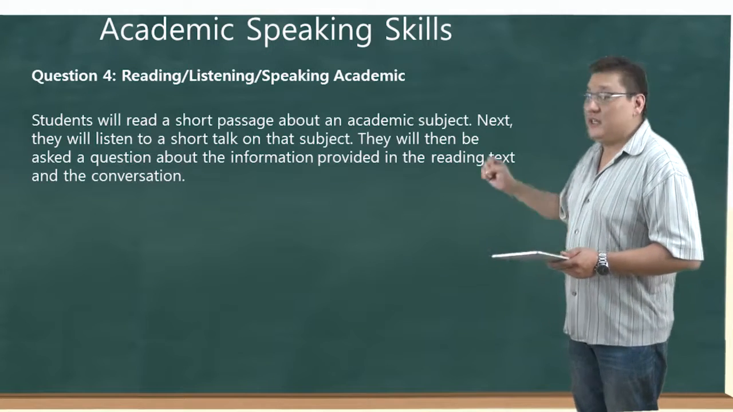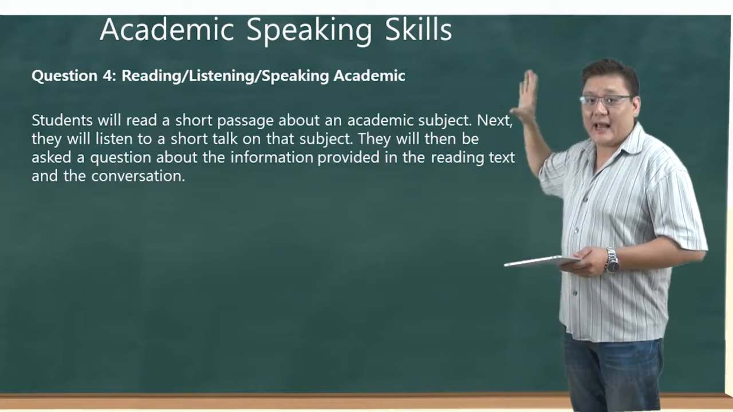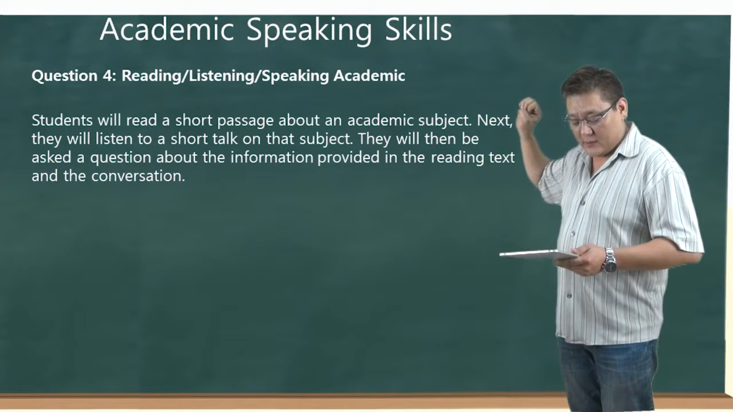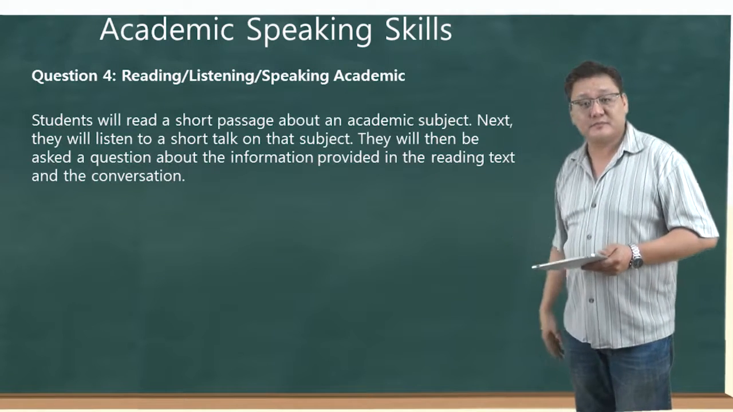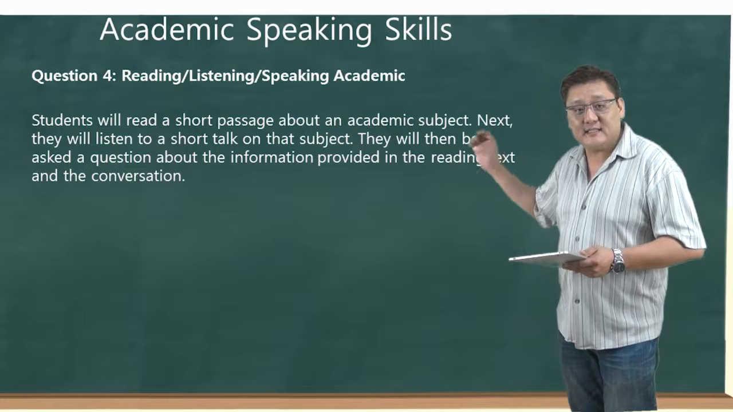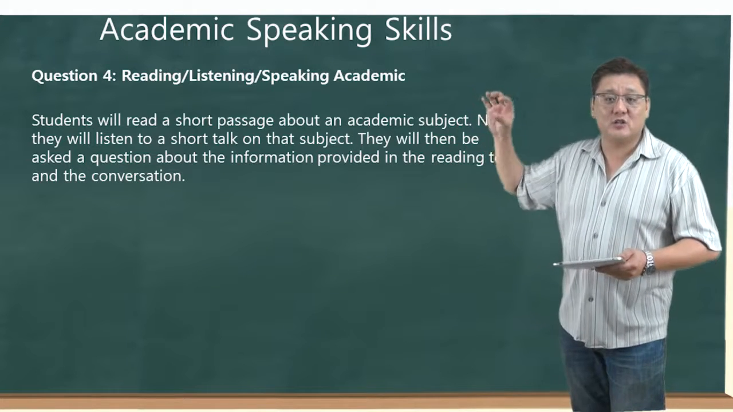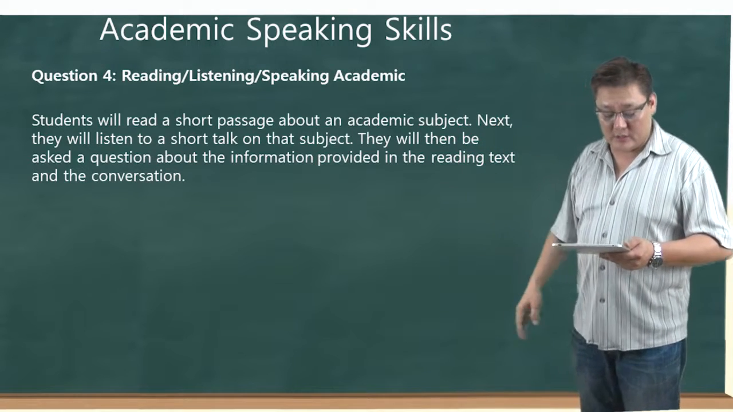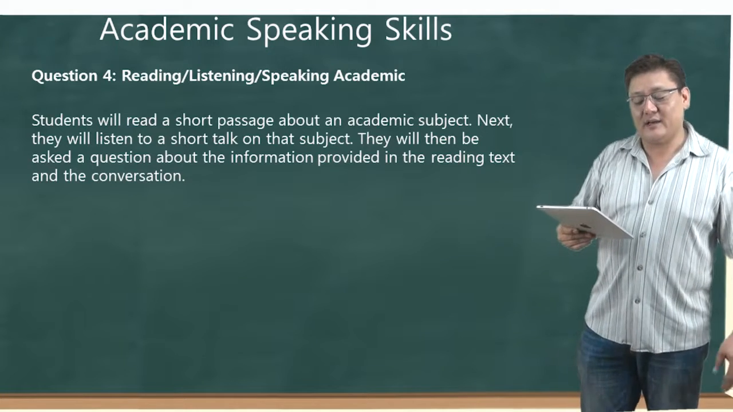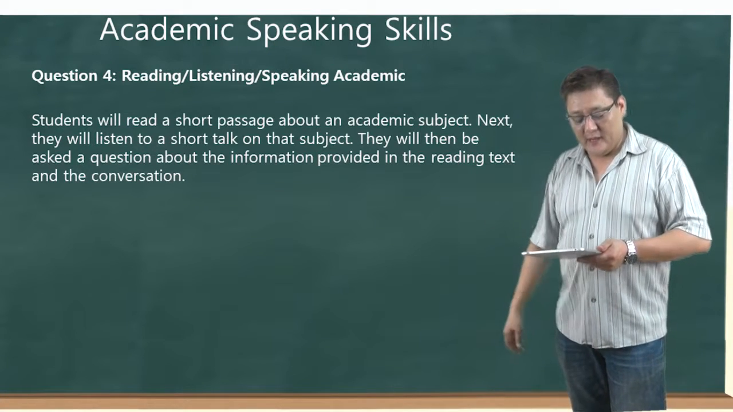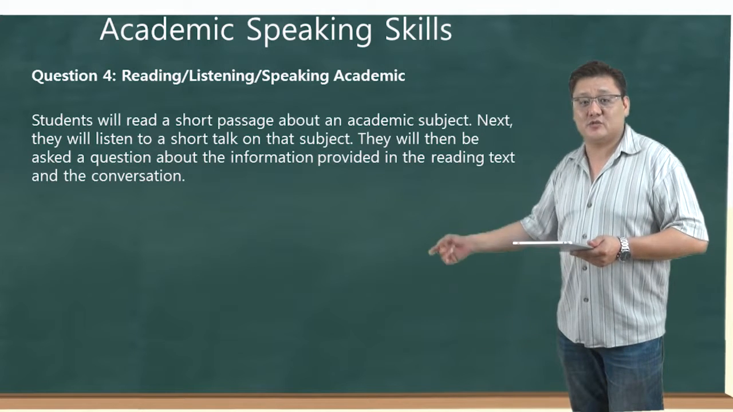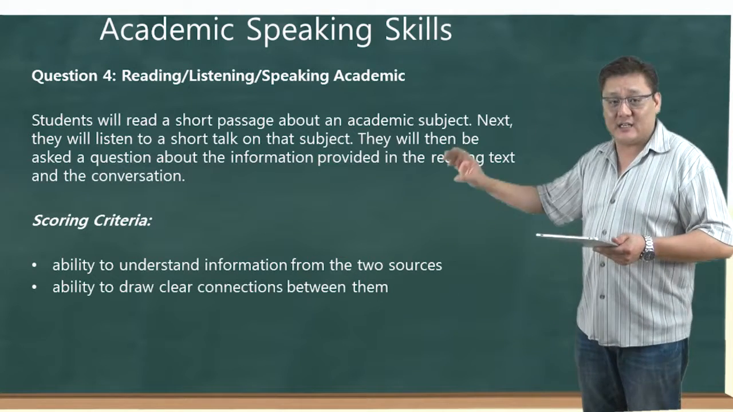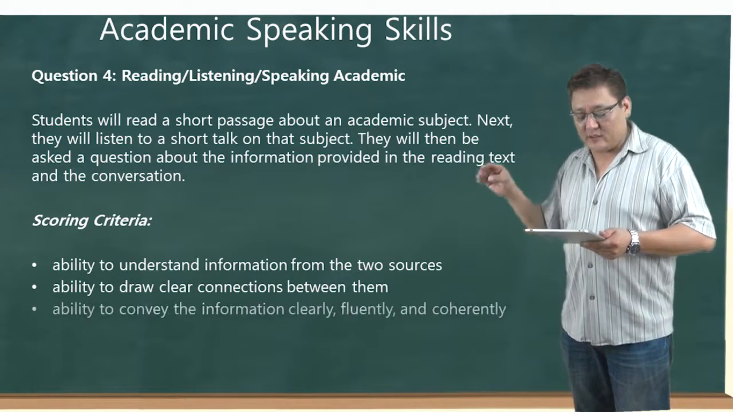So what happens is 이 자체는 내용이 reading 했다가 academic subject이에요. 학교 subject이에요. 그 다음에 what are we doing? Then you're listening. listening 하는 중간에는 그 내용에 대해서 더 설명할 거예요. 그러고 그거 두 개 합쳐갖고 summarize 해줘야 돼요. Now, why do we do this? It's the same thing as task 3. Understand information from two sources. 두 개, reading and listening 다 이해할 수 있는지. Draw clear connection between them. 연결 잘할 수 있는지. Convey clear fluency and coherency.